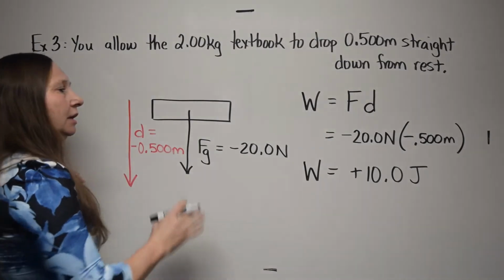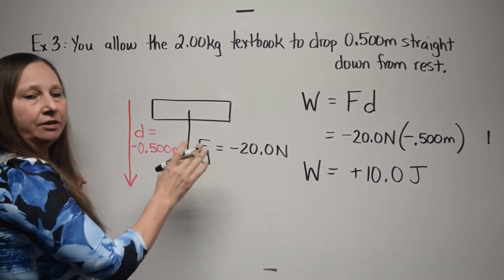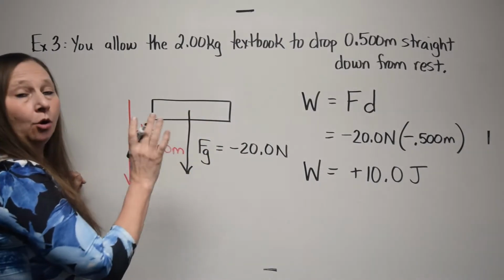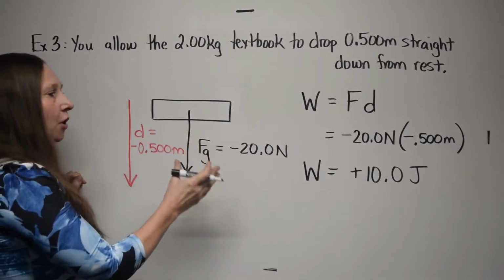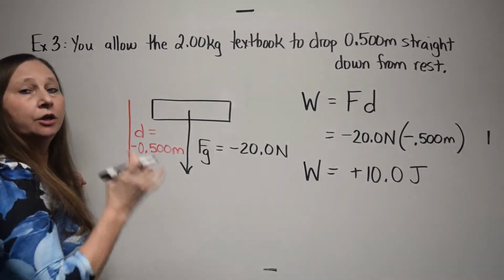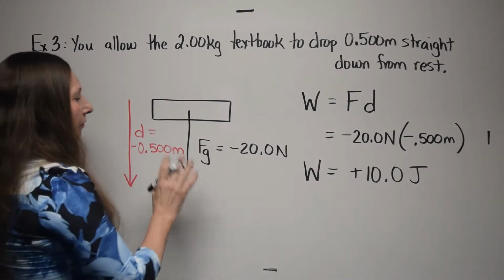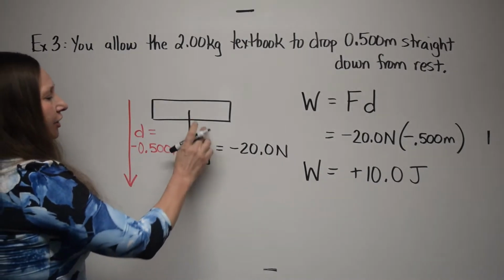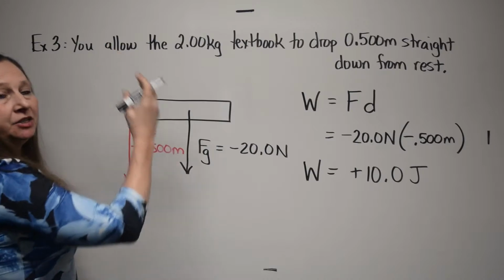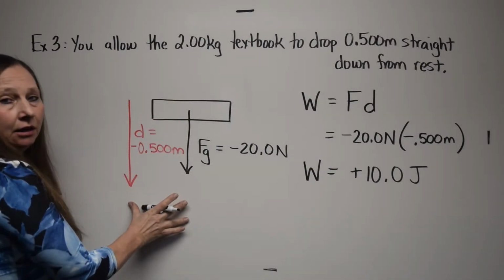All right, so the only force on the book is its own weight, the gravitational force. Now remember also, this is the definition of free fall. As long as the book is falling and the only force on it is its weight, the book is in free fall. All right, now notice, the gravitational force is down, it's negative. The displacement is down, it's negative. Notice that they are parallel to each other.